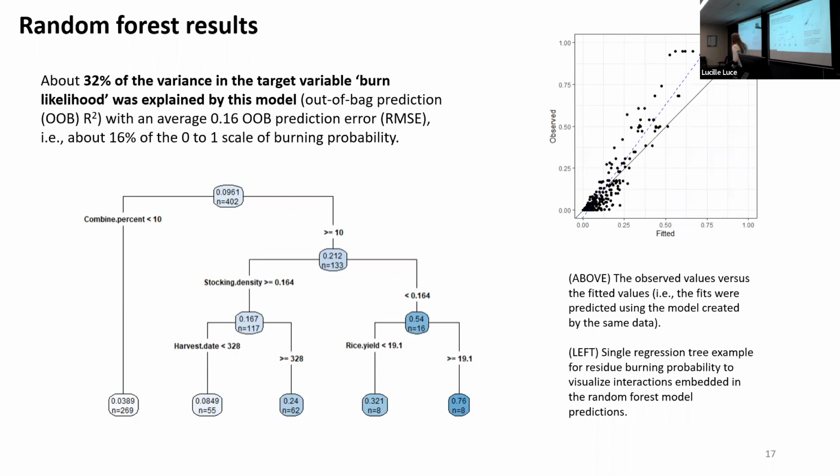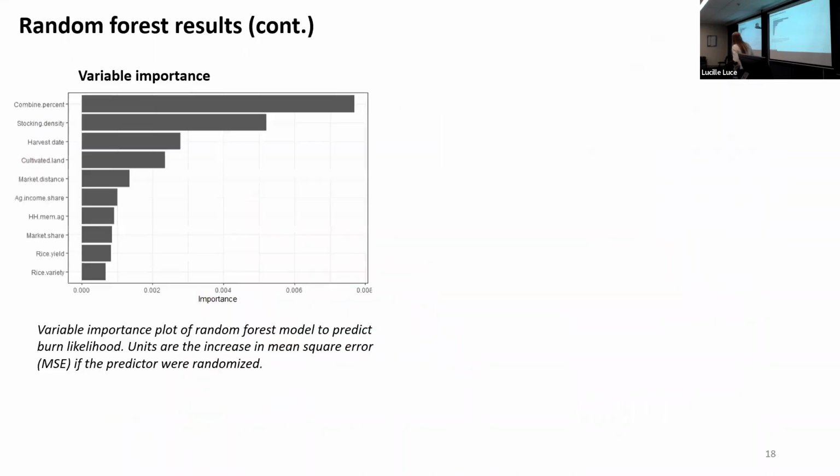So the second split here is with livestock. As the household had more livestock, a higher density, they were less likely to burn, giving insight that farmers with more livestock were potentially choosing to manually harvest. But we can also look at this with the variable importance plot.